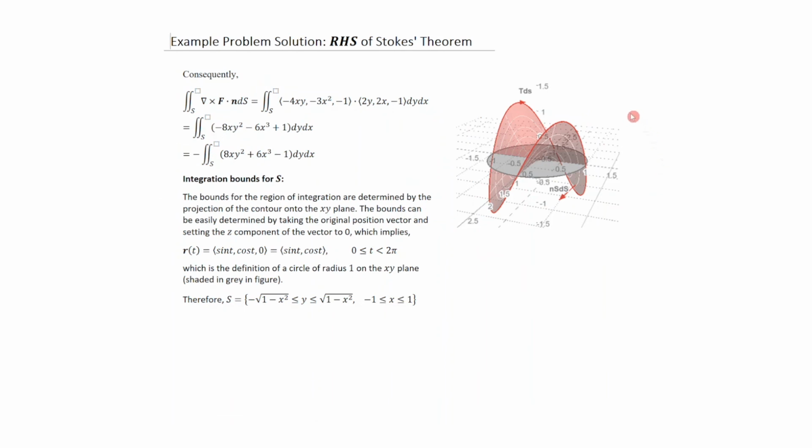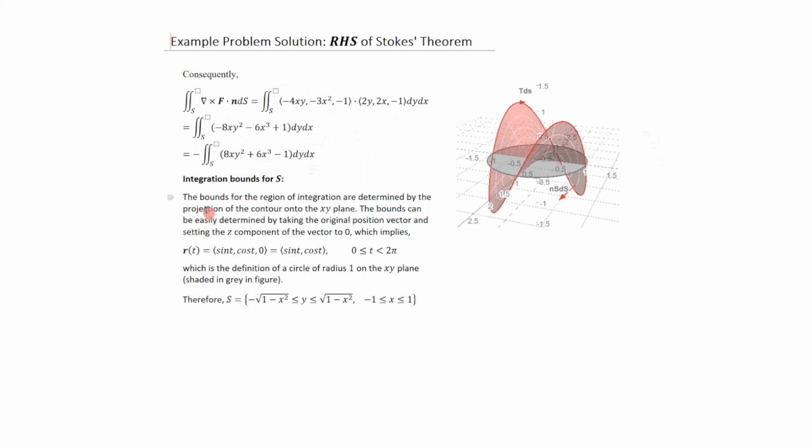All right, so we can basically put the pieces together, the curl of F and dS. Here's the curl evaluated on the surface. This is the differential surface area. And so now we basically have to establish what the integration bounds are going to be. So that's the next step that's shown here.